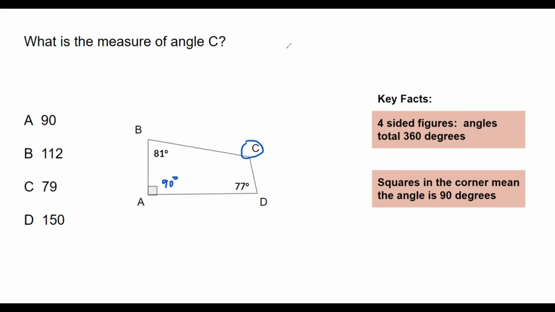So we can do the same thing we did with the triangle. We start out with 360 and we start subtracting 81 and 90. It doesn't matter which order we subtract these in. And we get 112 degrees left over. That means that this must be 112, and there is our answer, B.